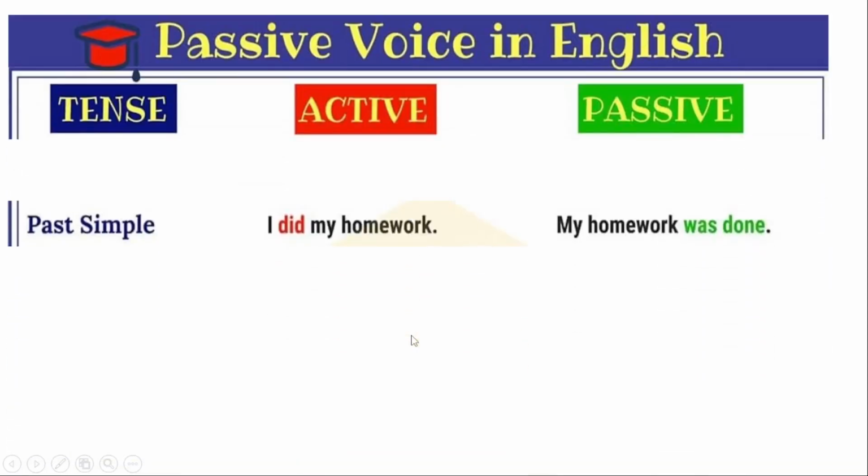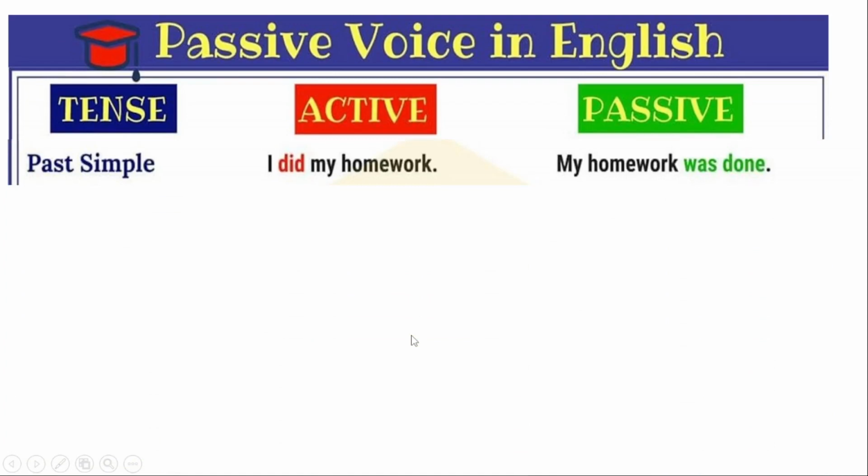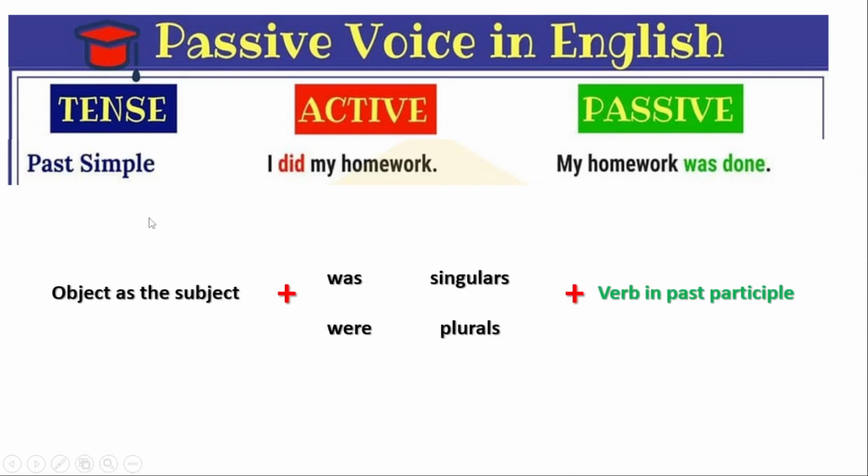Let's go to past simple. The same. I have to see my active voice. I did my homework. Did is in past tense, in simple past. So that's how I know that it's a simple past sentence. And the rule is, again, object as the subject, but now on the verb to be, I'm going to use was for singulars, were for plurals, and the verb in past participle. My homework, it's singular, so I'm going to use was done. This is easy, was and were.